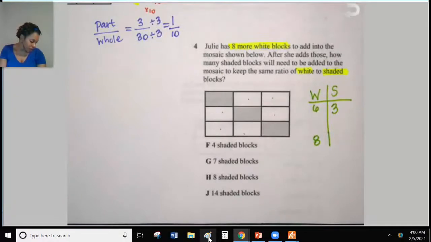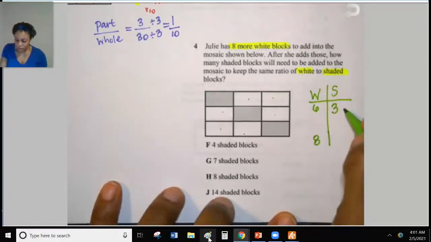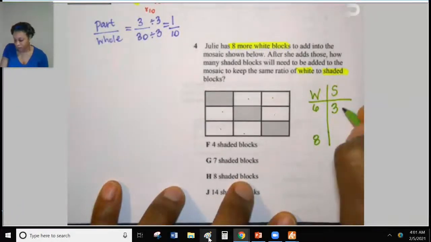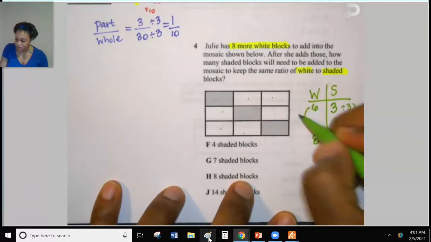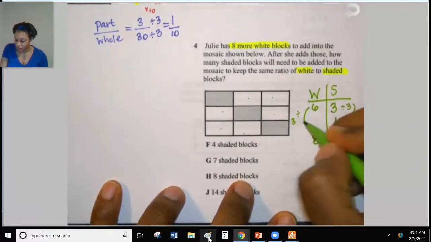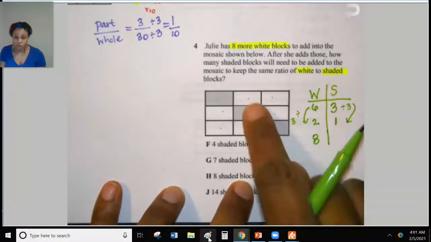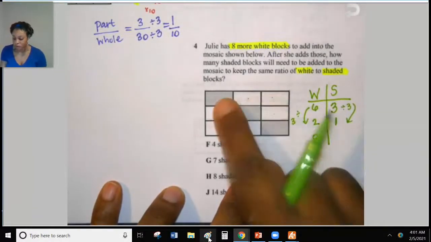And if she adds 8 more white blocks, what would be the shaded? So I think what I'm going to do is find the unit rate. Okay, how many white blocks to shaded? So what I'm going to do is I'm going to divide this by 3. If I divide 3 by 3, that will give me 1. And then if I divide 6 by 3, that will give me 2. So there are 2 white blocks for every 1 shaded block.